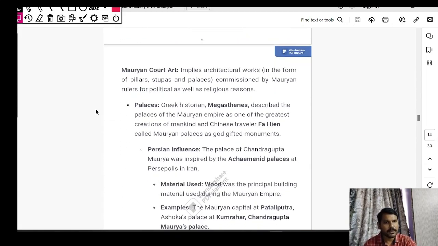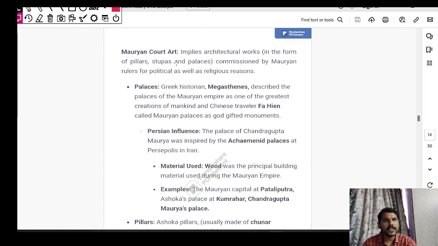So that is the brief description. And when you look more at the court art, it is the pillars, stupas, palaces, etc. The Greek historian Megasthenes described the palace of Maurya as one of the greatest creations of mankind, a God-gifted monument. And you can see that there is Persian influence also. The palace of Chandragupta was inspired by the Achaemenid palaces at Persepolis in Iran. Even in Iran, we had the Persian Empire, and those palaces were also considered very magnificent, with extreme decorations. The Mauryan palaces were equal in that extravagance.